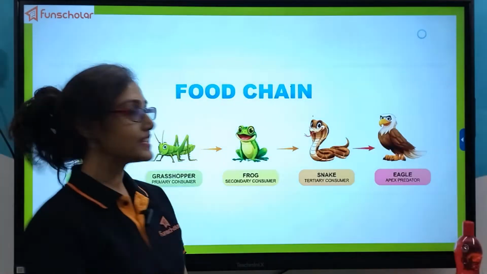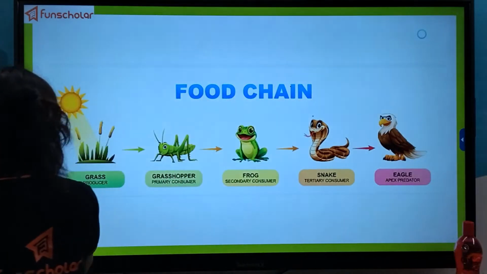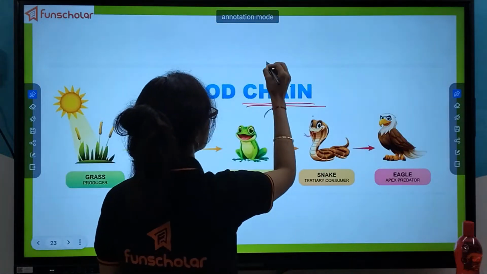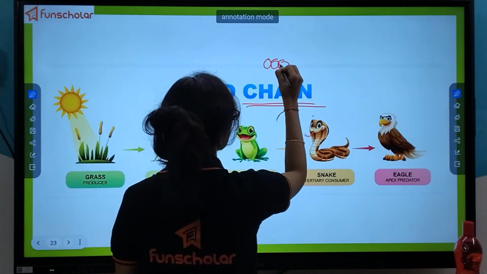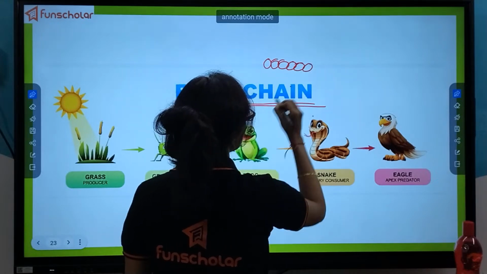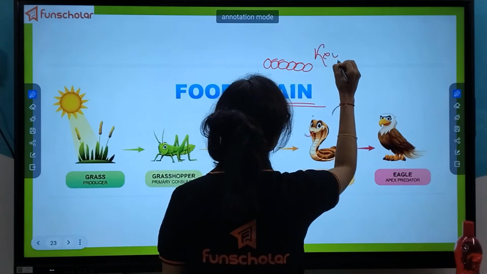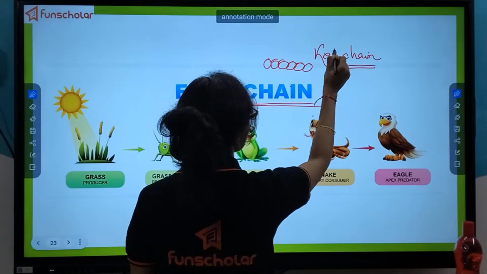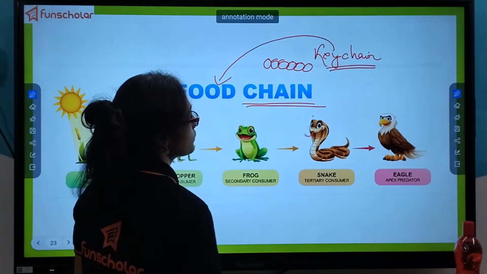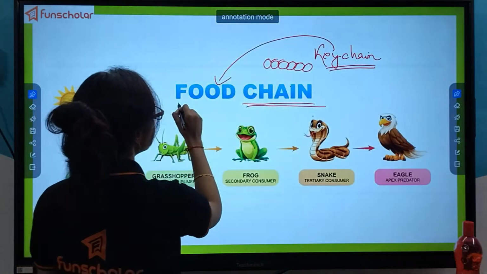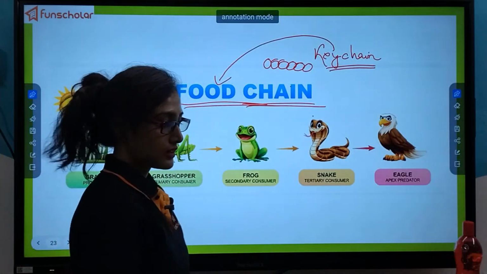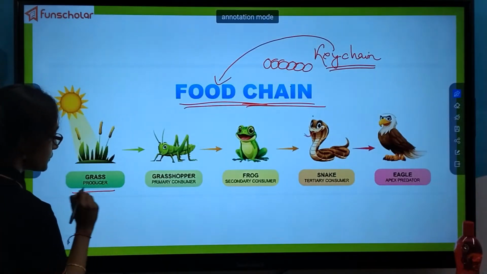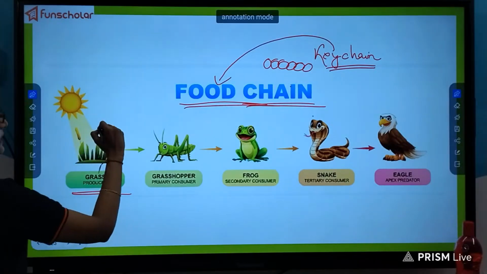Food chain. What is chain? First terminology is chain. What do you mean by chain? Chain is something like this. You have heard about keychain, right? Now replace the key with food. Okay? So how does a food chain occur? Let's see. First, the green plants, who are also known as producers, what do they do? They make food.